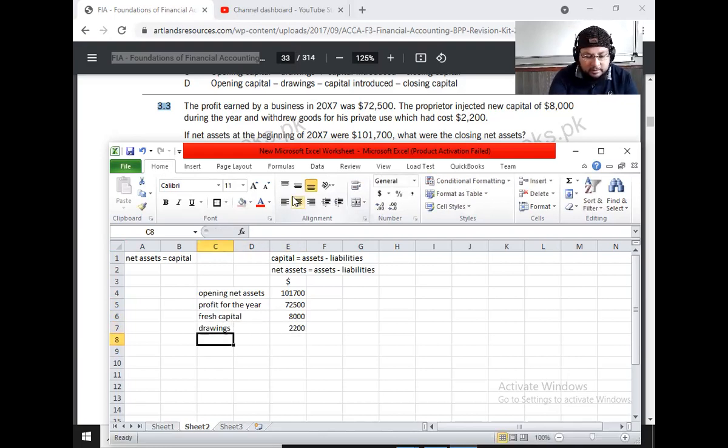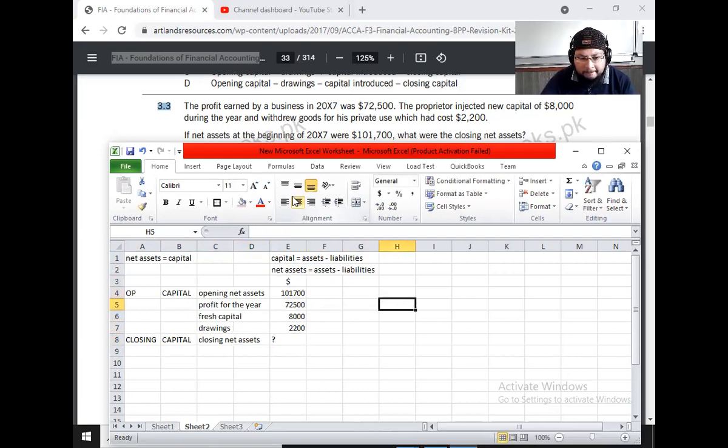And this question is asking us to calculate the closing net assets. I should write here closing net assets. Okay, so remember, this net assets is nothing but capital. This will be opening capital, and this will be closing capital. Okay. So how do we proceed?